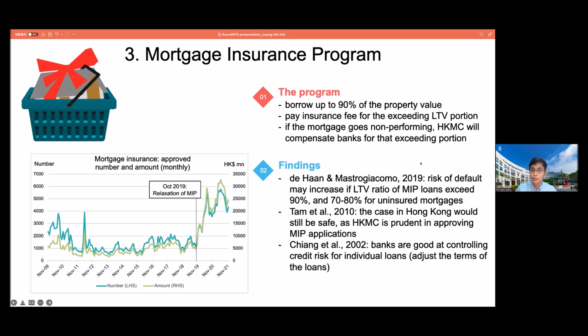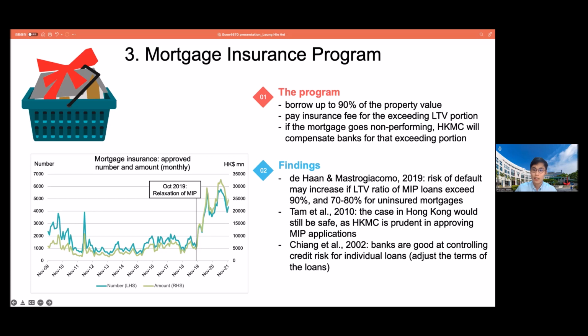And some scholars found that the risk of default may increase if the LTV ratio of MIP loans exceeds 90%, and 70 to 80% for uninsured mortgages. And luckily, in the case of Hong Kong, all of these ratios have not been exceeded, because Hong Kong has a very strict limit on these ratios. And also some scholars found that the HKMC is prudent in approving the MIP applications, and the banks are also good at controlling the credit risk for individual loans.